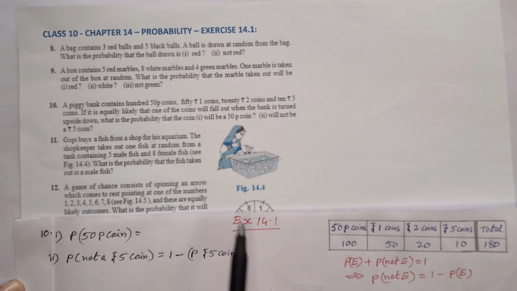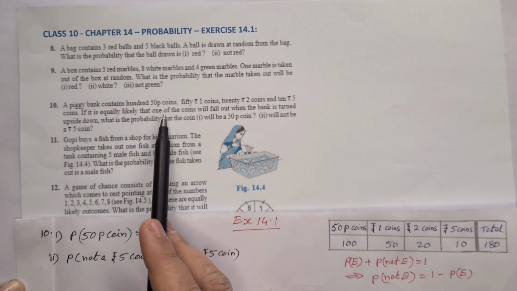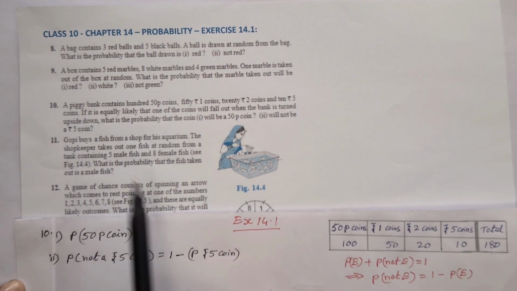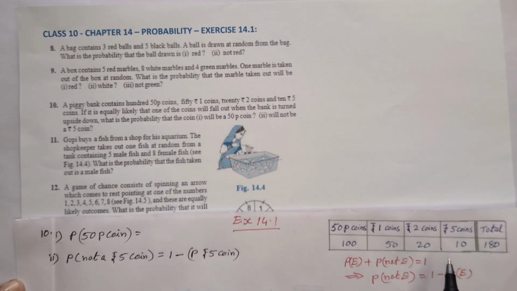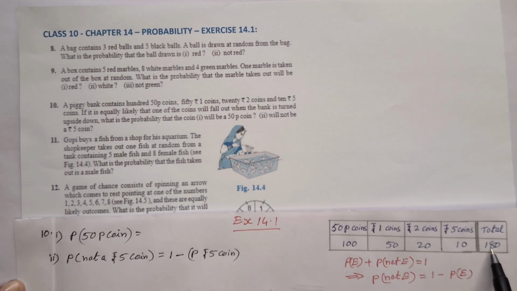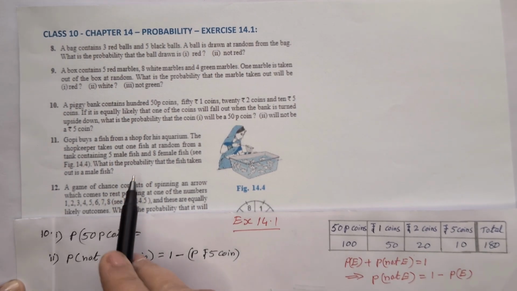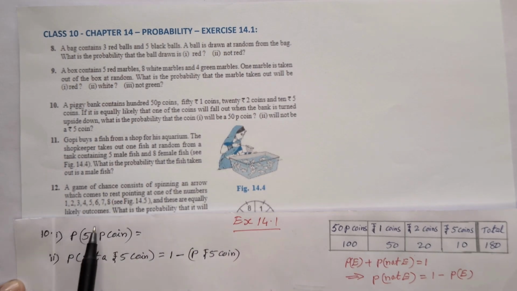So the given terms we can write in the form of a table. 50 paise coins, 100. 1 rupee coins 50, 2 rupee coins 20, and 5 rupee coins 10. So total 100 plus 50 plus 20 plus 10 is equal to 180. First part, what will be the probability that it will be a 50 paise coin? So here 100 50 paise coins, total is 180.